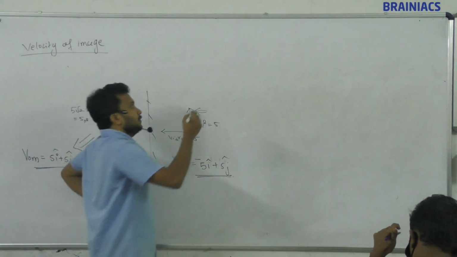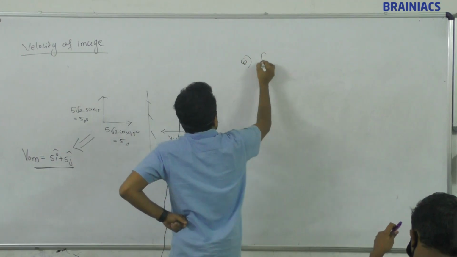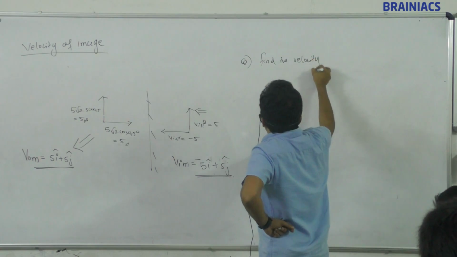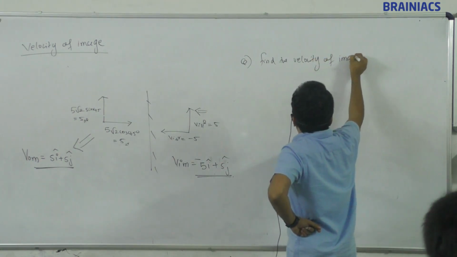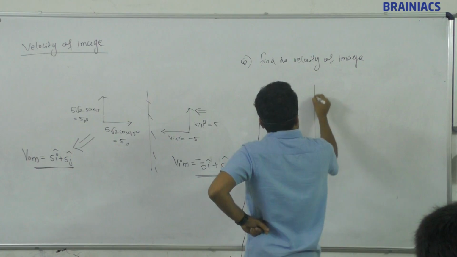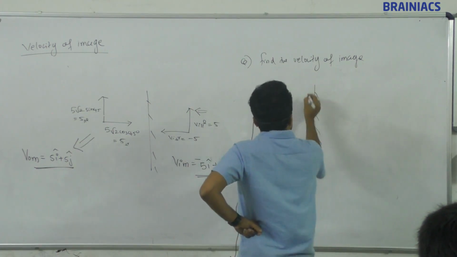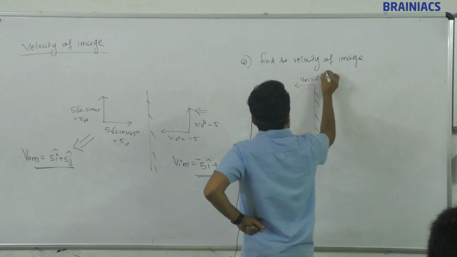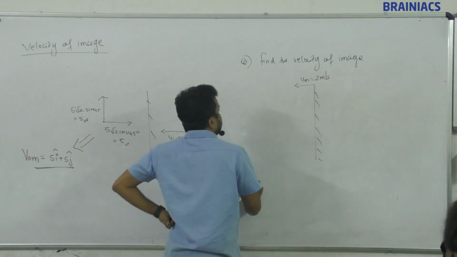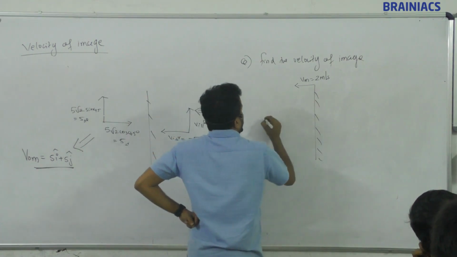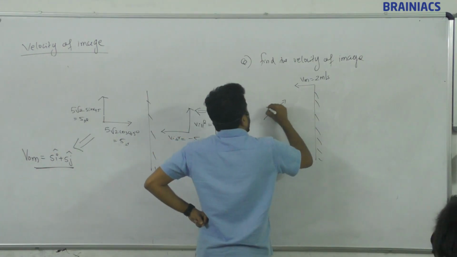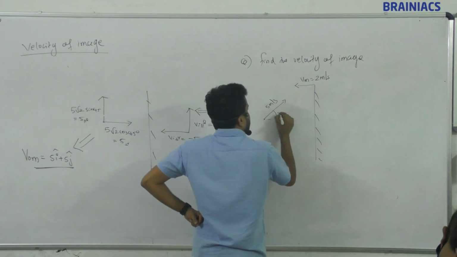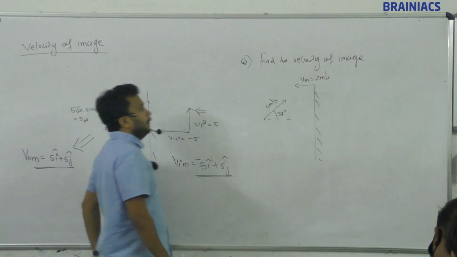Write the next question. Find the velocity of image. Vm equal to 2 meter per second. Object 5 meter per second. This is 37 degree.